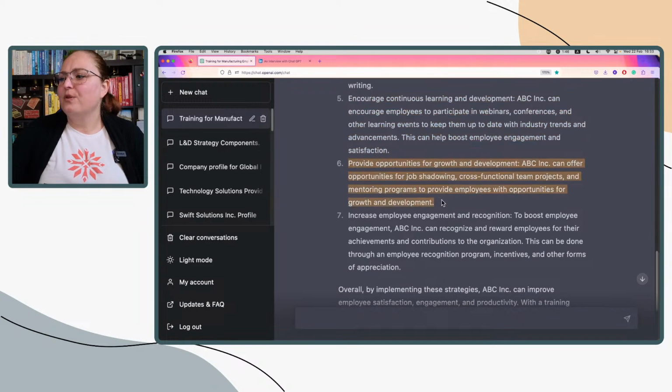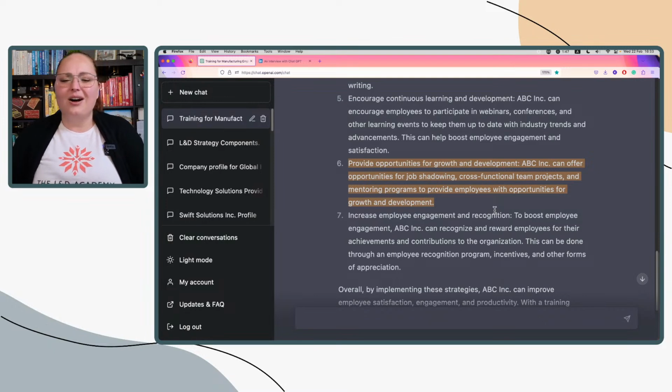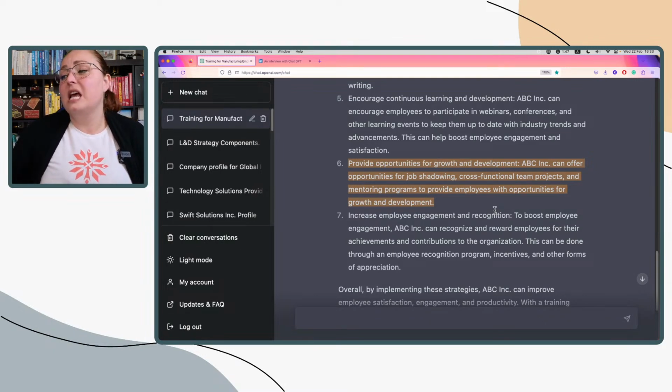Wow. Okay. Provide opportunities for growth and development. This is the other curveball, the one that I was very apprehensive about. So ABC can offer opportunities for job shadowing, cross-functional team projects, and mentoring programs to provide employees with opportunities for growth and development. I love it. It's vague. Again, it's not obviously going to give me a lot of specifics, but I love the fact that it's suggesting very specific things like job shadowing and cross-functional team projects and mentoring programs.